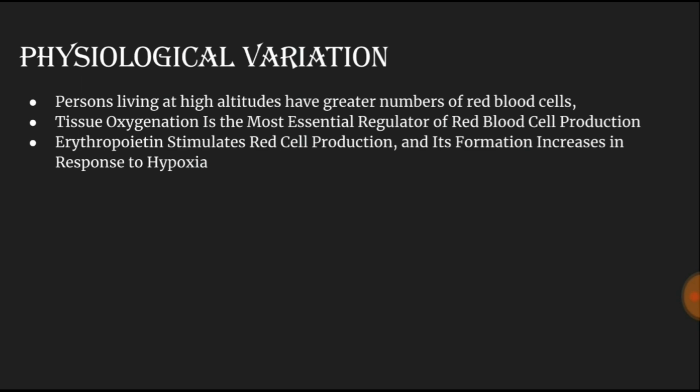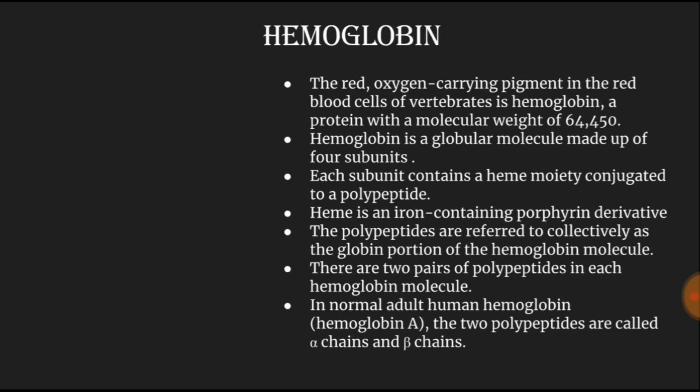Now moving to the last point, which is that erythropoietin stimulates red cell production, and the formation increases in response to hypoxia. Now, how is this RBC production stimulated? By erythropoietin. Now, when is this erythropoietin going to increase in amount? When there is hypoxia. What is hypoxia? The case where the patient is not receiving a normal amount of oxygen for breathing. That is a case of hypoxia. In response to hypoxia there is a trigger of erythropoietin, and in response to erythropoietin there is production of RBCs.